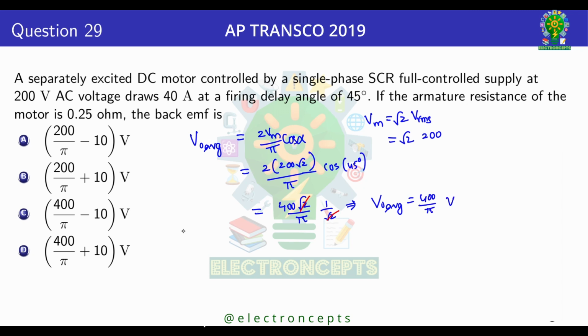Now let us calculate the back EMF of the motor. Back EMF of the DC motor EB is equal to V0 minus armature voltage drop, that is IA into RA, which is equal to 400 by pi minus 40 into 0.25, which is equal to 400 by pi minus 10 volts. Therefore, option C is correct.